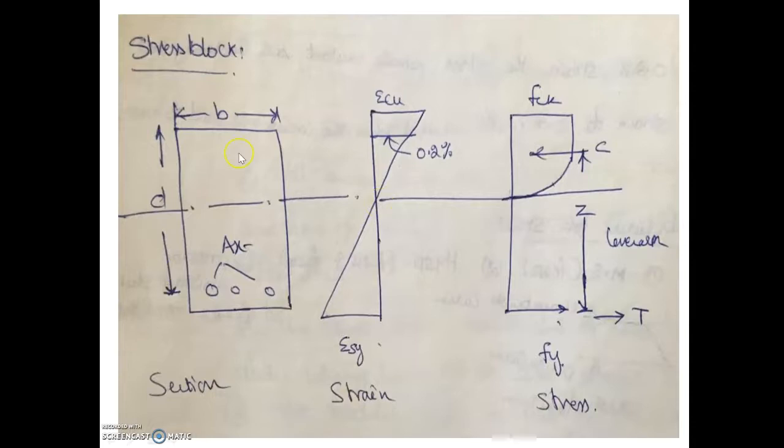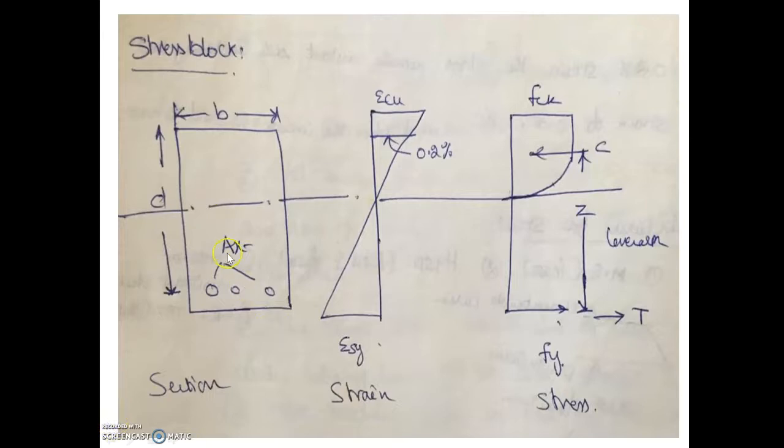This is the stress block. This is the singly reinforced rectangular cross section, which has a width of b and an effective depth of d, and the total depth, that is from the top of the beam to the bottom of the beam. These are the tension reinforcement, which is known as the area of steel in the tension zone.